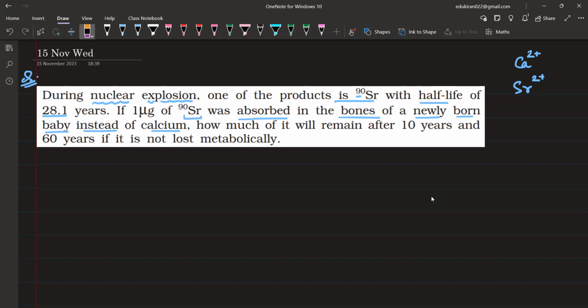Now this is the biochemistry of it, but we don't have to worry about it. Next they are saying how much of it will remain after 10 years and 60 years. Two times are given to you: how much will remain after 10 years and how much after 60 years. If it is not lost metabolically, that means if the body is not using it, then how much strontium-90 is going to be present.